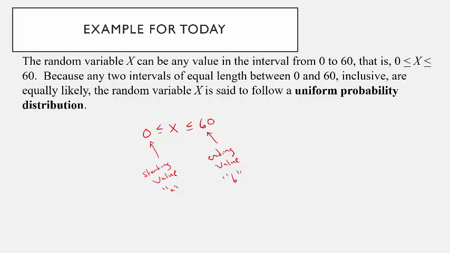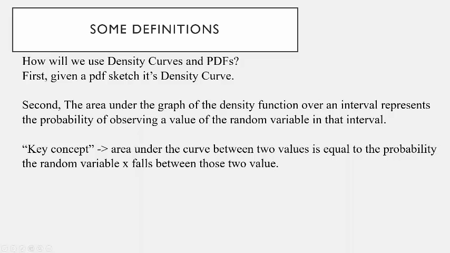And we'll call that b, okay? Because any two intervals of equal length between 0 and 60 inclusive are equally likely, when you have that, any two intervals of equal length having equal probability, then we say x follows what's called a uniform probability distribution, okay? So what I want to do now is describe this uniform probability distribution in terms of its probability density function and then what its density curve looks like.